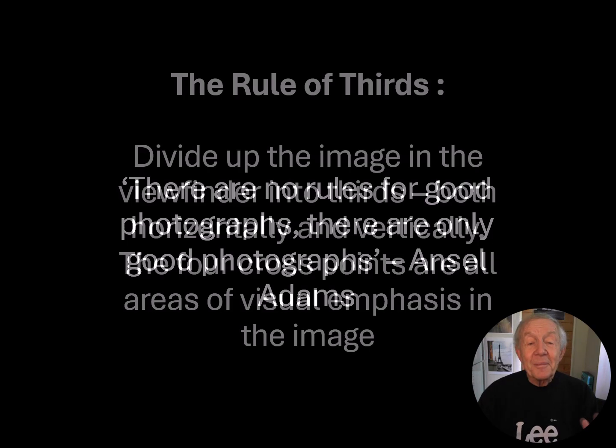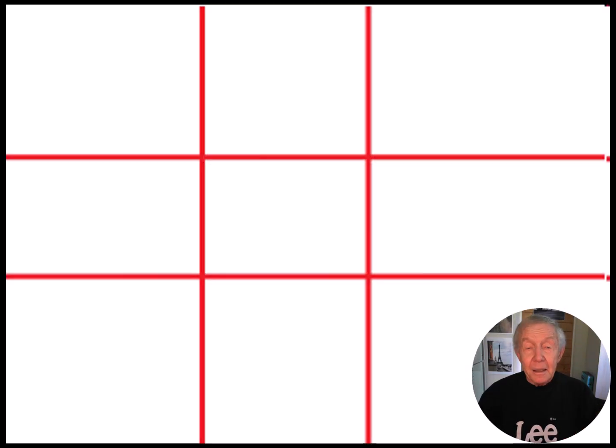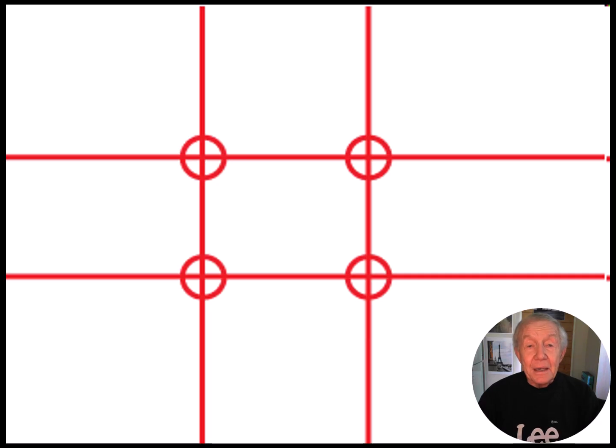Whatever. The rule of thirds: you divide up the image in the viewfinder into thirds. And many cameras will now give you this division on your viewfinder to help you. And then you get 4 cross points, and they are areas of visual emphasis. Rule of thirds, areas of visual emphasis, and it works. Whatever the main item is that you want to take the picture of, you put it on one of those little blobs.